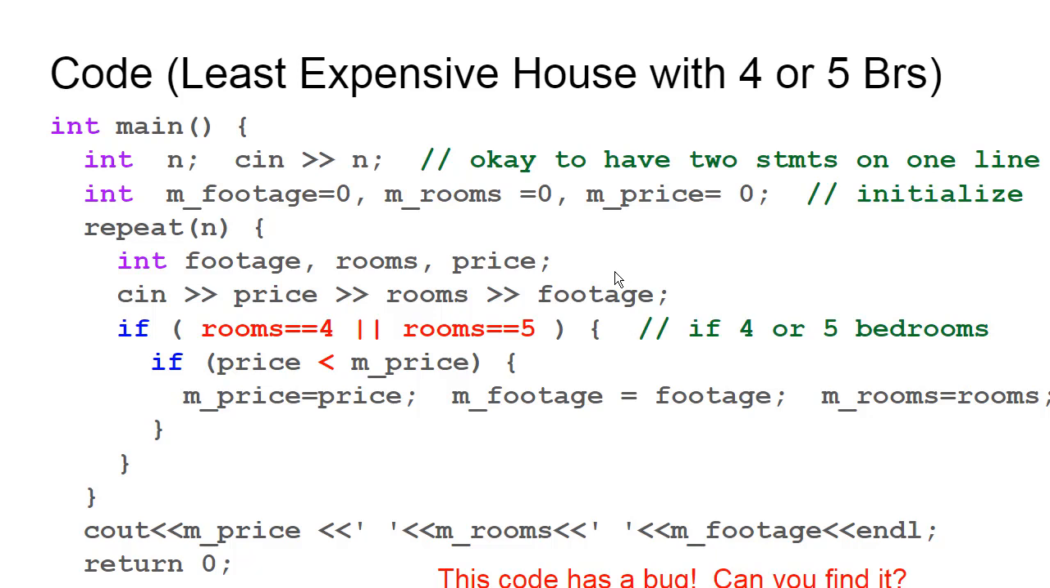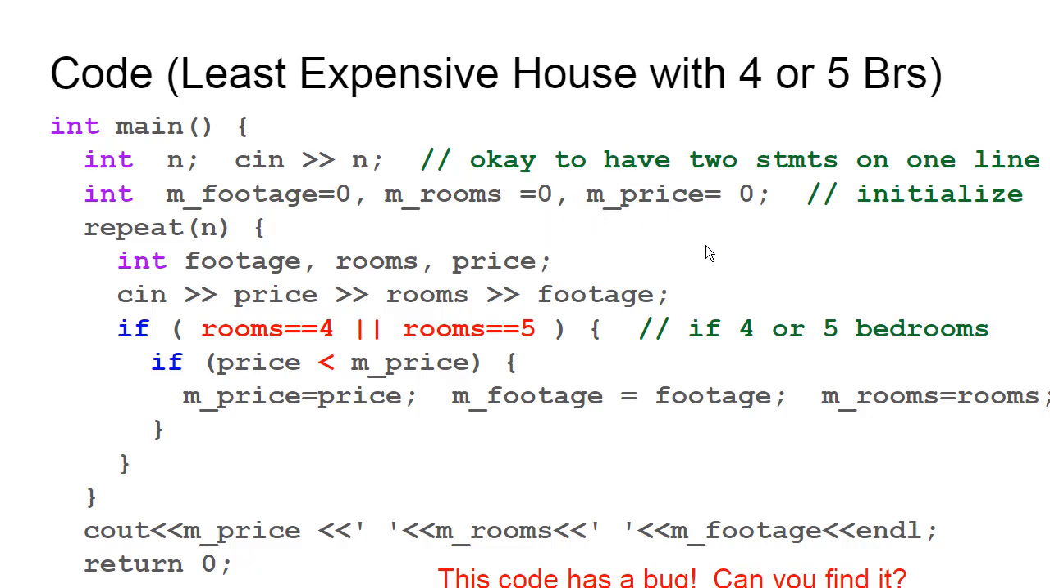Okay, so the bug is that we didn't put the right initial value here. While the code executes, it will always output 0, 0, 0. Because m price is initialized to be the value 0, and any price we see will not be less than 0, because all the prices for the houses will be positive. So this condition will never be satisfied, and we're never going to change what we stored.